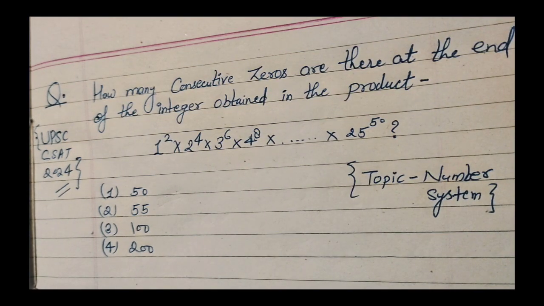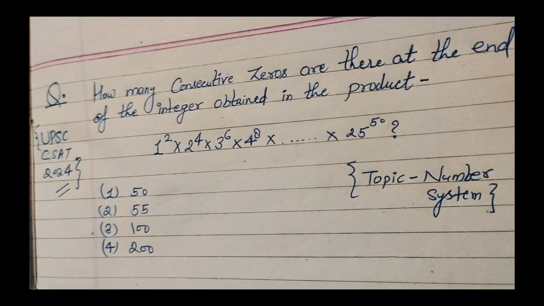So this question was asked in UPSC CSAT 2024 and the topic was number system. The question says: how many consecutive zeros are there at the end of the integer obtained in the product? The product given is 1 squared multiplied by 2 to the power 4 multiplied by 3 to the power 6 multiplied by 4 to the power 8 multiplied by 25 to the power 50. The options are 50, 55, 100 and 200.